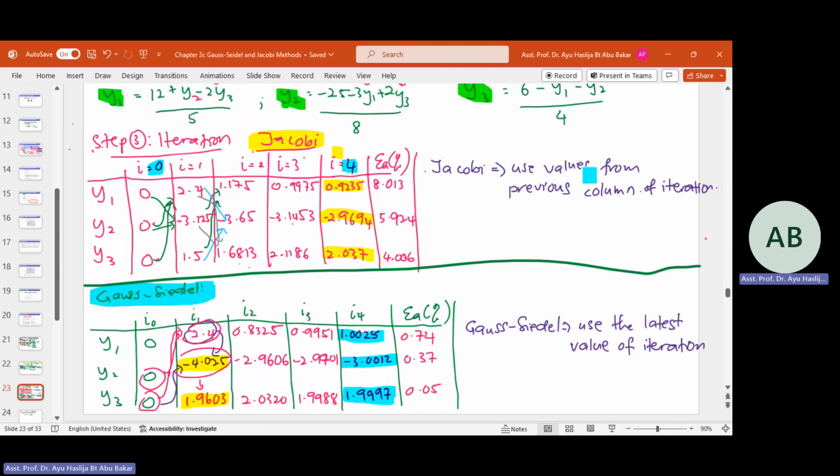Jacobi uses the previous value from the previous column. Gauss-Seidel uses the latest value of the iteration. Okay, make sure you know the difference.